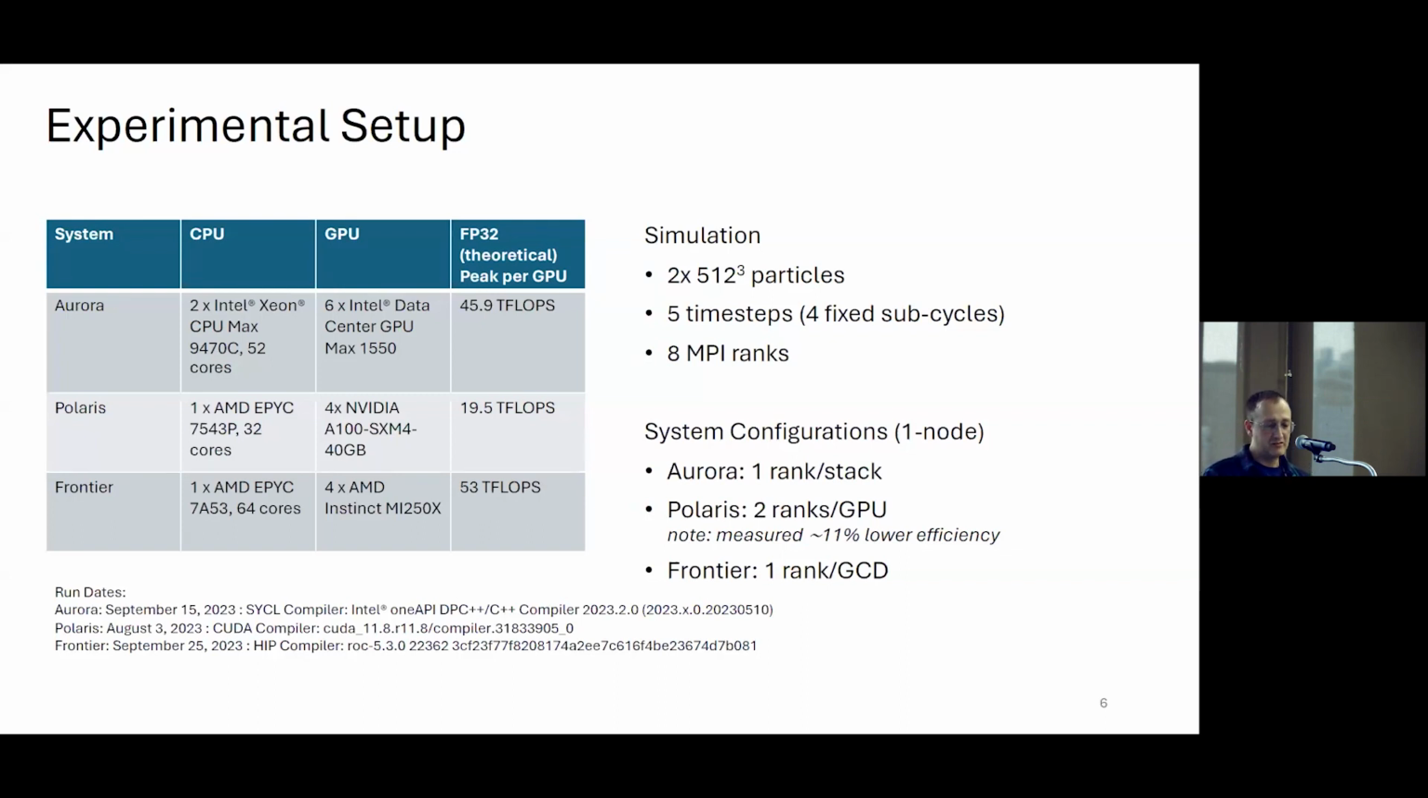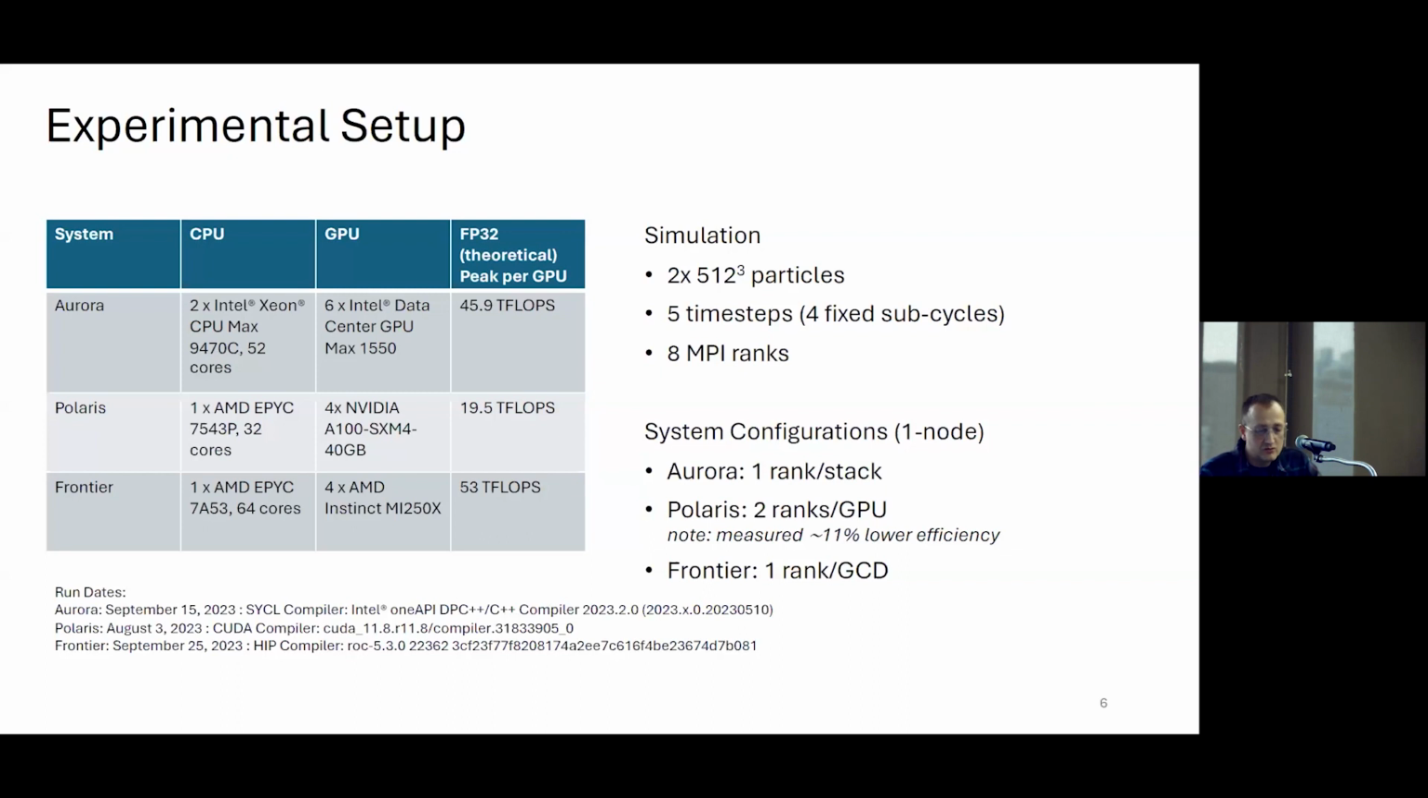We set up some experiments to compare the SYCL performance on different architectures against the native version of those same kernels. So looking at SYCL running on AMD hardware and NVIDIA hardware compared to the native HIP and CUDA versions. We used Polaris and Frontier to do those experiments, and we'll also compare some results running on Aurora on the Intel GPUs. The simulation was a cosmological simulation with 512 cubed particles and 5 time steps. These were intended to be one node comparisons.